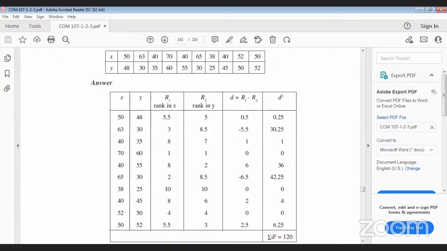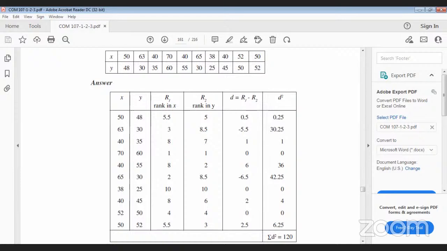1 minus 1 is equal to 0. 8 minus 2 is equal to 6. Then 2 minus 8.5: we cannot subtract 8.5 from 2, but we can subtract 2 from 8.5, so it is minus 6.5. Then 10 minus 10 is 0. 8 minus 6 is 2. 4 minus 4 is 0. 5.5 minus 3 is 2.5.